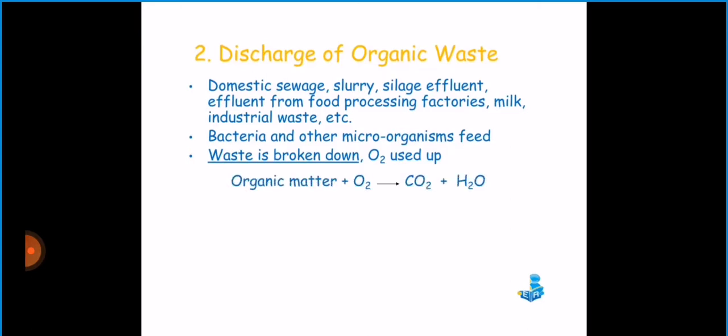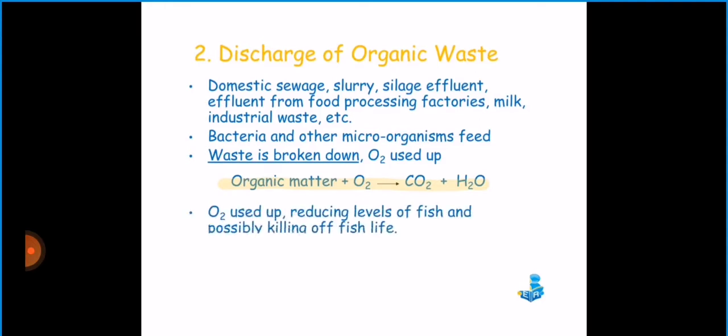So we get this equation here, which will be important to know, that the organic matter uses up the oxygen in the water and produces carbon dioxide and water. The oxygen gets used up, and thus it reduces the level of fish in the water and may cause some species of fish to become extinct.